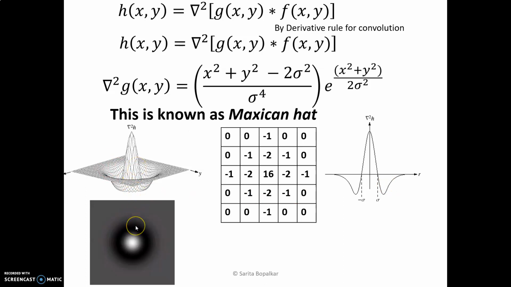And we have plotted this as an image. So the bright center means maximum weight. So this is known as a Mexican hat. If we convolve our image with this mask, it will smooth the noise along with the edge detection.